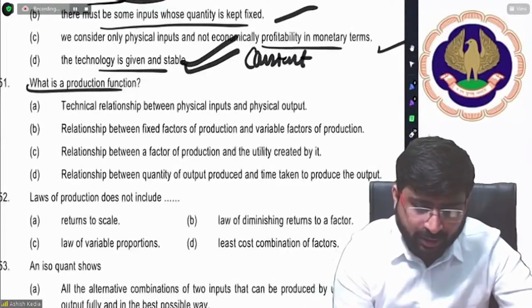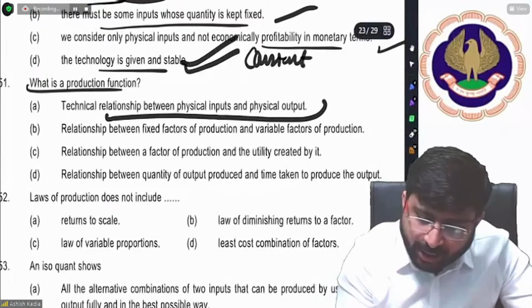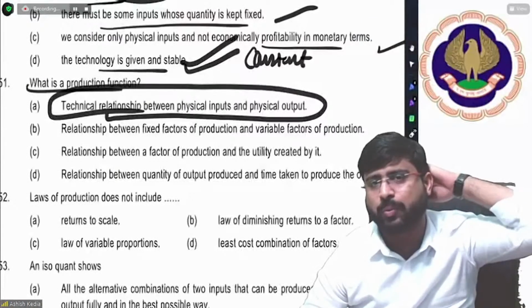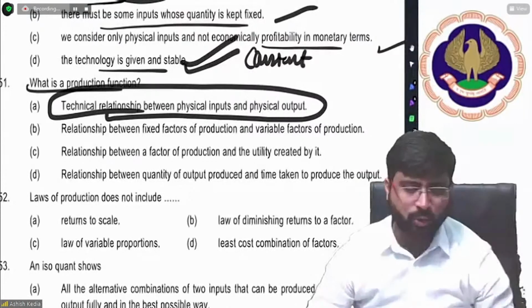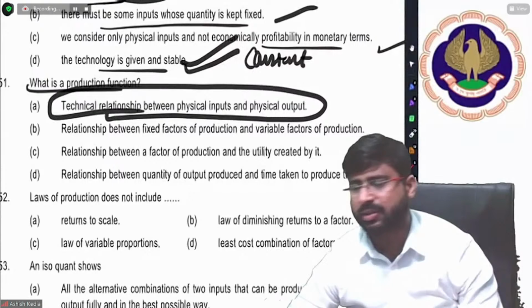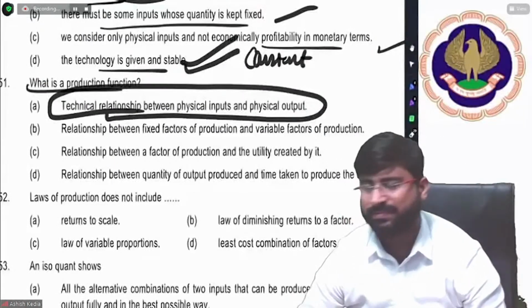See, it is a relation between inputs and output. Always the best answer: production function, the technical relation between input and output. That is production function. Absolutely correct answer. 51.